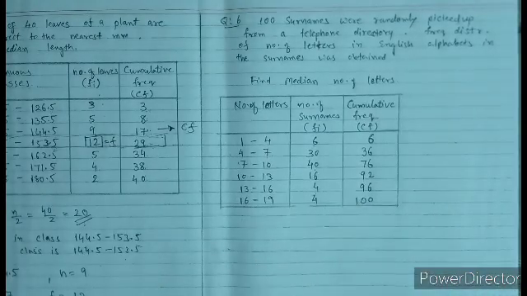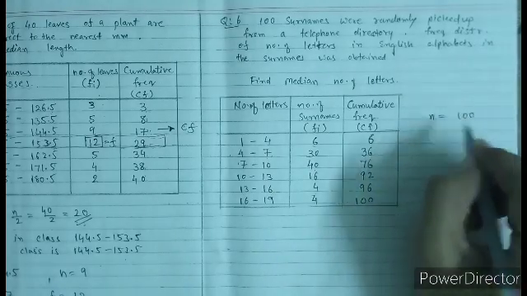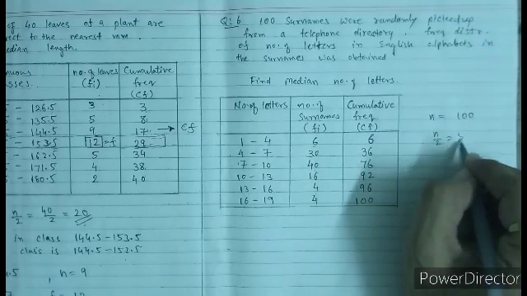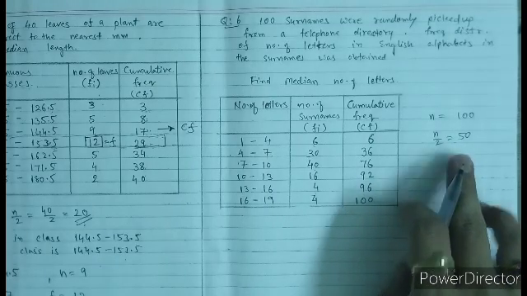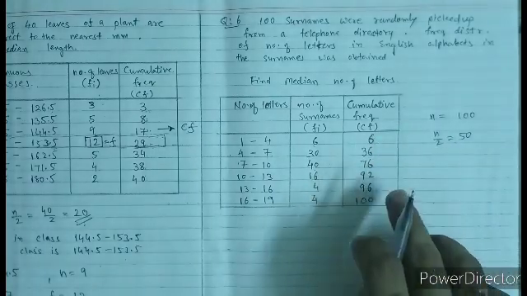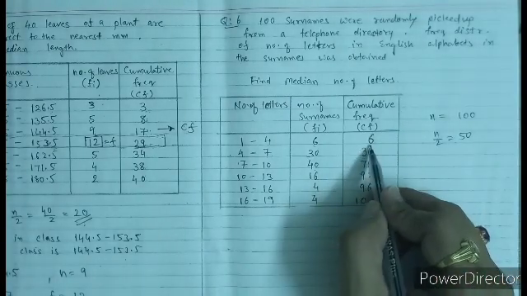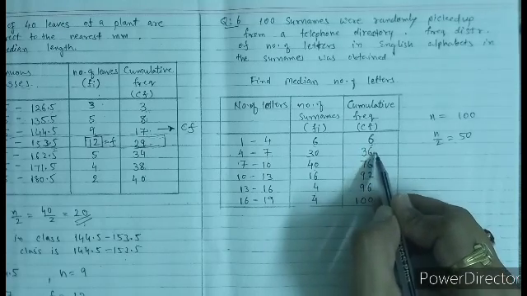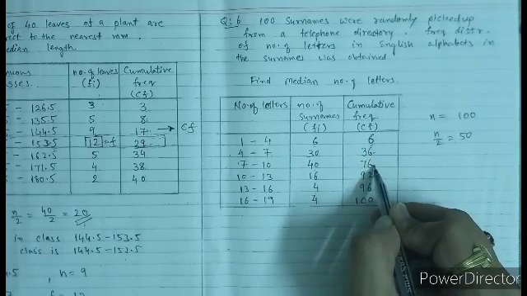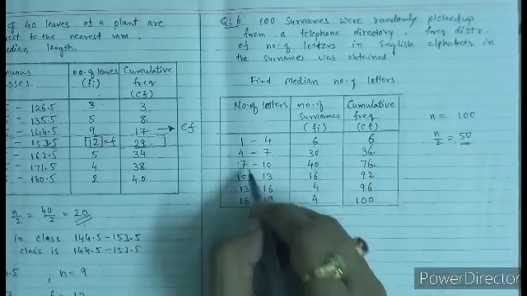Now here we will write n. N is 100. Therefore n by 2 will be 100 by 2, which is 50. Now from this n by 2 we have to check in the cumulative frequency at which limit we get 50. Let us see. For class 1 it is 0 to 6, then for class 2 it will be 7 to 36, and then for class 3 it will be 37 to 76. 50 will be included in this range.